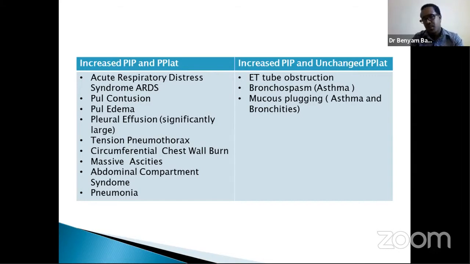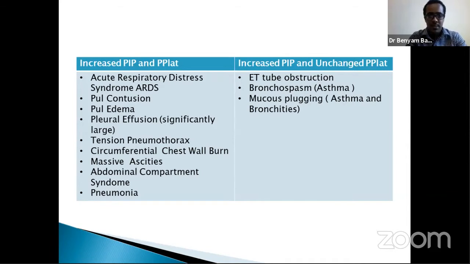And if there is a circumferential chest wall burn, the chest won't be able to expand, which will increase lung stiffness and decrease compliance. Another one is massive ascites, which affects the movement of the diaphragm and creates pressure from the abdominal compartment, so it will also affect lung compliance, as will abdominal compartment syndrome. Pneumonia, with consolidated and fluid-filled lung, also contributes to both the increase in peak inspiratory pressure and plateau pressure.